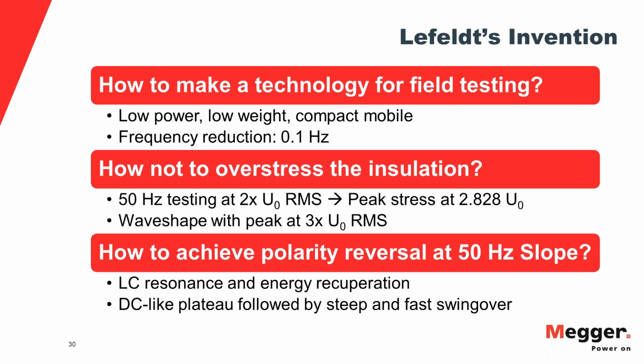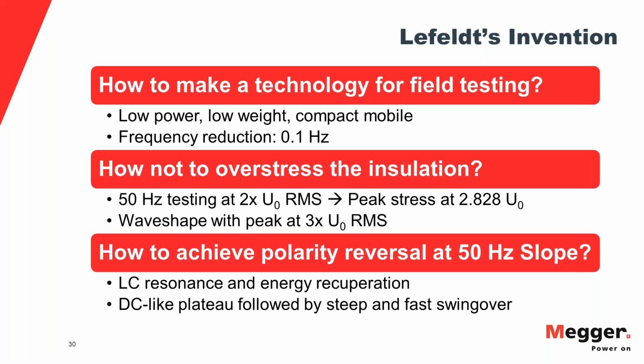If you do a 50 Hertz high pot on a piece of equipment, it's at 2 U naught. So 2 U naught, the peak stress, okay, the highest voltage value that the insulation sees is actually 2.828 times the operating voltage. That is the RMS converted into a peak value, so times square root 2, or 41% higher.